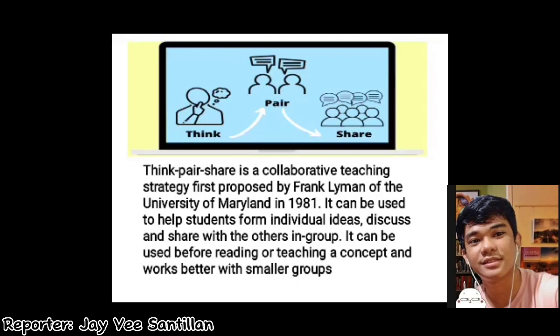It can be used to help students form individual ideas, discuss and share with others in a group. It can be used before reading or teaching a concept and works better with smaller groups.